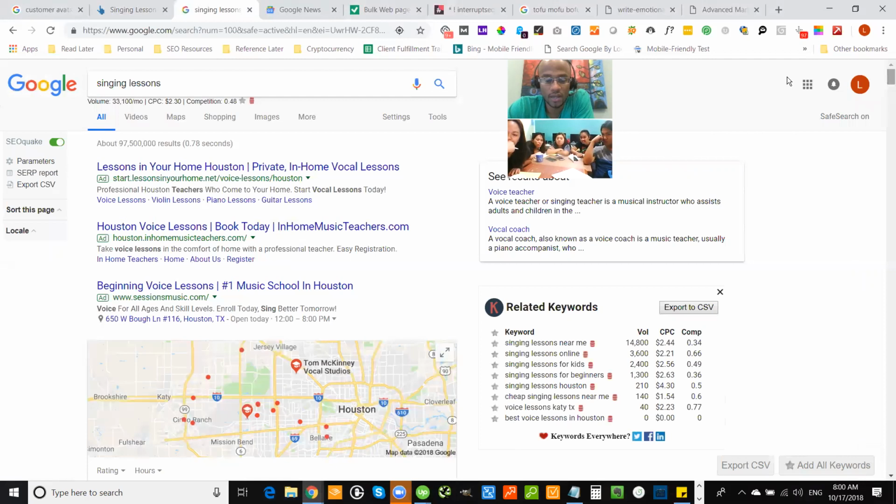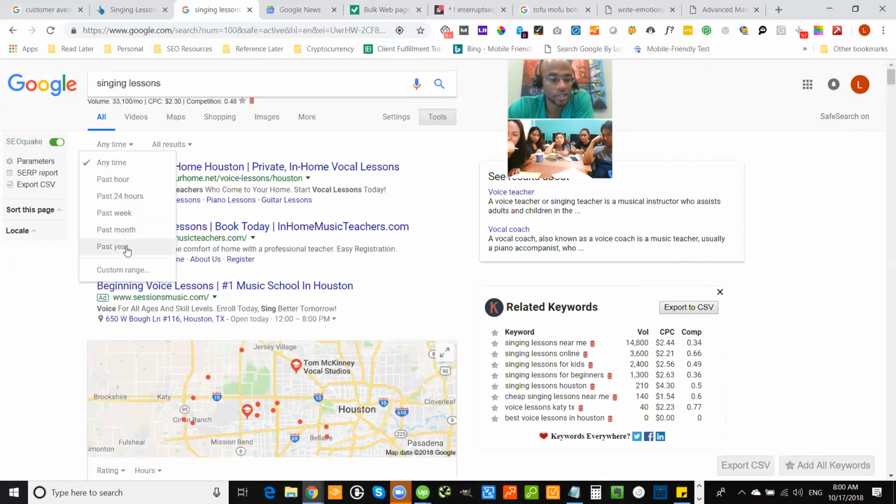one important thing here, we only want to return results from the last year. So you'll go to Tools, and you'll click Anytime, and let's do past year. You also have the option to do the past month, or even the custom range option. Let's say you only wanted to pull search results from the last 6 months, you can do that with the custom range option. And let's just say we want to do past year.